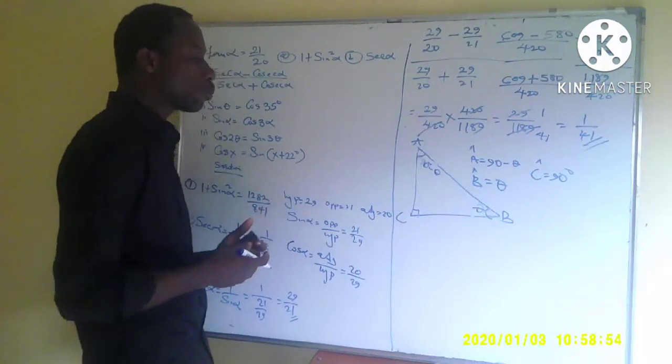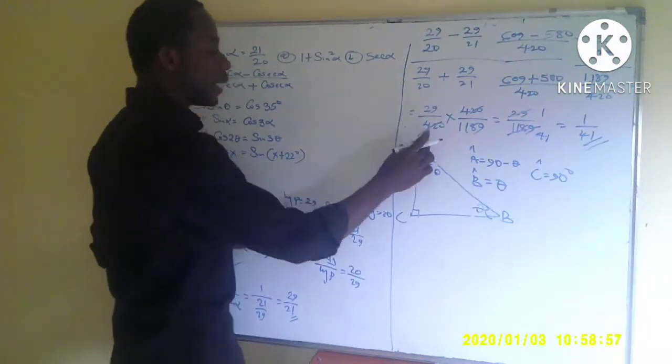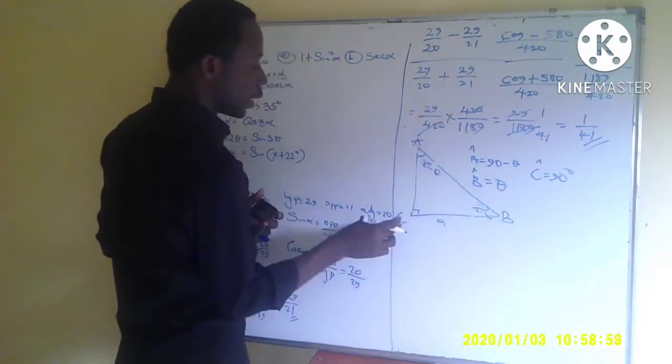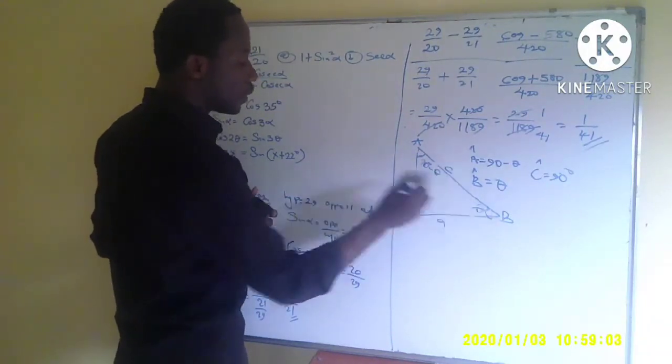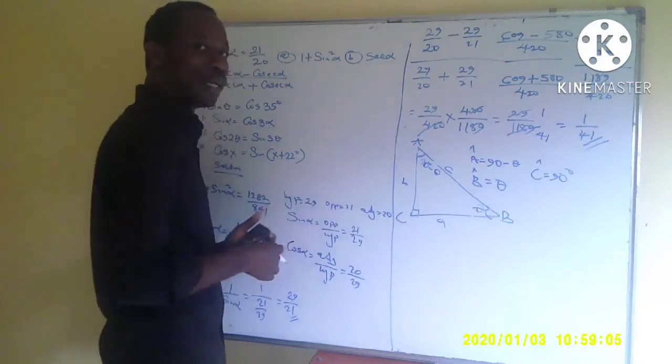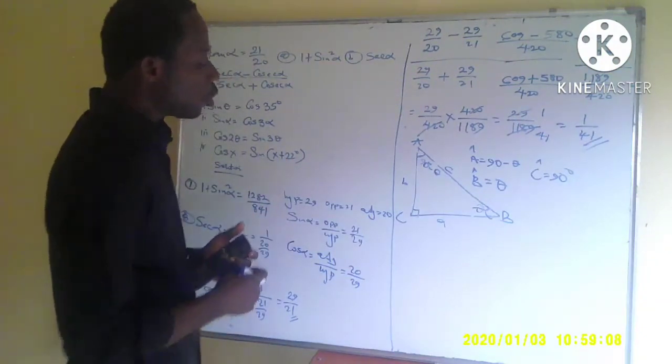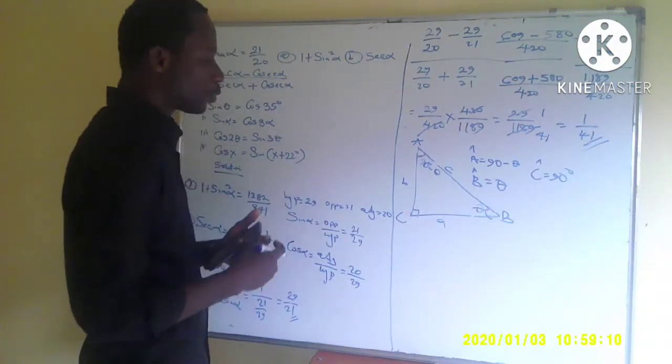So now what I want to prove here is, if here is capital letter A, the side facing it is what? Small letter a. If here is capital letter C, the side facing it is what? Small letter c. And if here is capital letter B, the side facing it here is what? Small letter b. So now there's something I want to prove to us here.